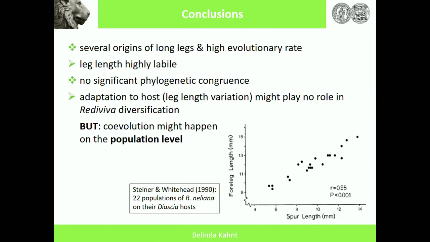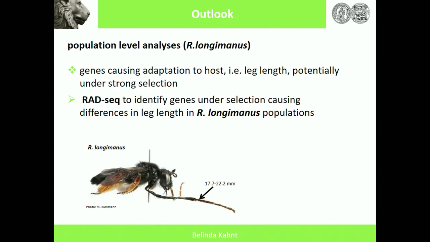But still, like I said in the beginning, even if you don't find co-speciation, it doesn't mean that coevolution is not happening. What is really likely is that coevolution might happen on the population level, as was also found by Steiner and Whitehead, who suggested that there might be coevolution on the population level for Rediviva neliana. And that's why we are now also doing some population-level analysis for Rediviva longimanus, which is one species with the most extreme leg length, like you can see here, and also has a high variance between different populations.